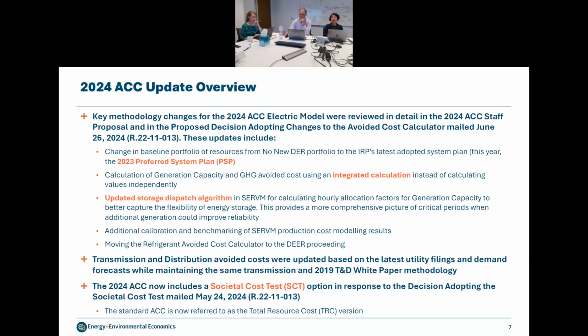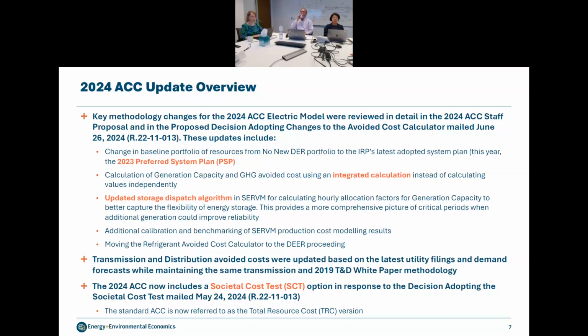Third, the SERVER team updated their storage dispatch algorithm to better capture the flexibility of energy storage. This will have a direct impact on the generation capacity allocation factors, and they will describe more how they did it later on. And then finally, the SERVER team also did additional calibration and benchmark of their cost modeling results with the historical results. And finally, we also moved the refrigerant avoided cost calculator to the DER proceeding.